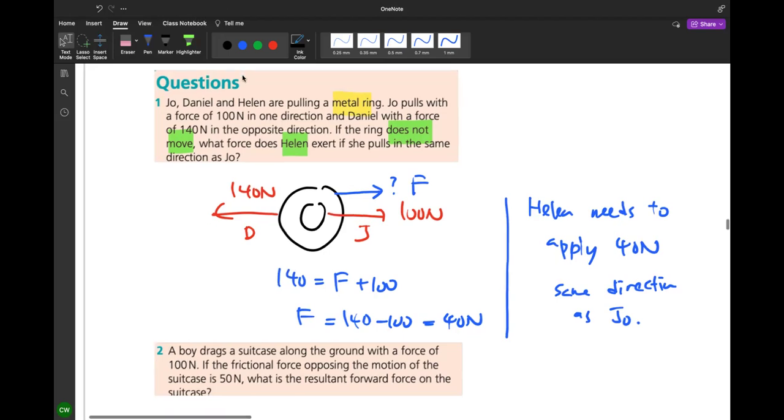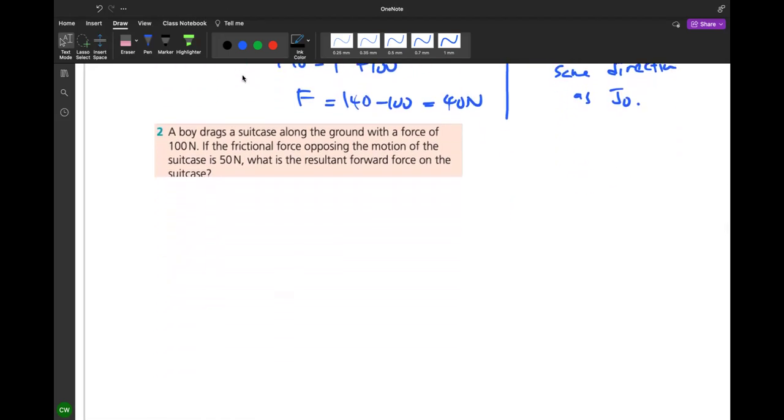Shall we continue? Okay, those online, are you able to answer this question? Do you understand what is going on? There's a boy dragging the suitcase with a force of 100 Newton, and 50 is in the opposite direction. What is the resultant force?